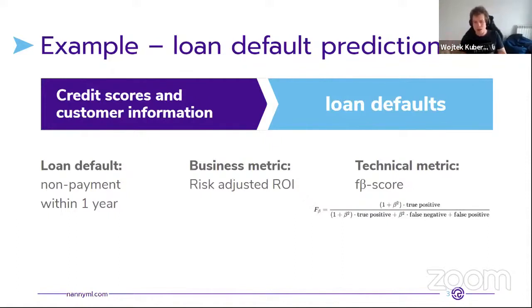We need to optimize for some kind of business metric. Let's pick something that's typical in fintech and banking. So we'll try to optimize for ROI, return on investment, and we're going to adjust it by some risk factors. So the more risky loans will have lower ROI, even though expected ROI might be higher. And of course, when we have a business metric, we want to approximate it using some kind of technical metric. The one that's widely used everywhere in data science would be an F-beta score.